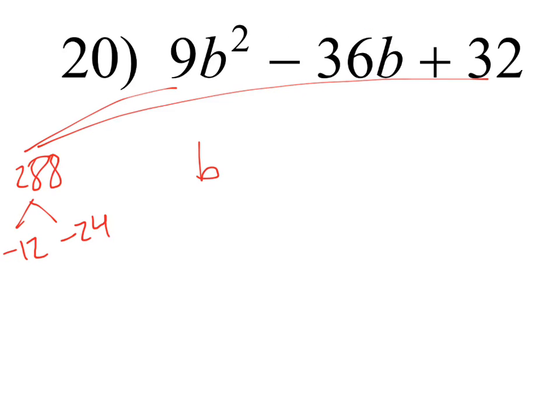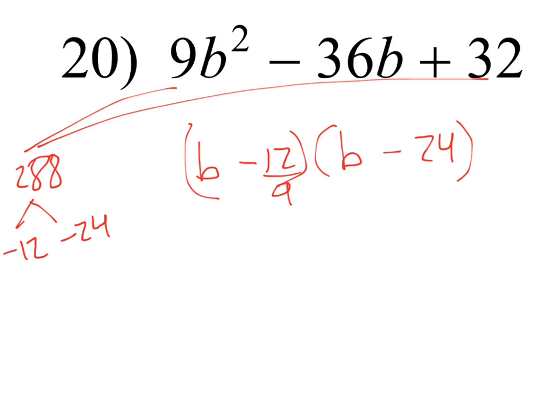And so we'll get b minus 12, and then b minus 24. And we need to address the 9 in front, and again, attempt to divide them both by 9. And that'll give you, when you reduce it, b minus 4/3.